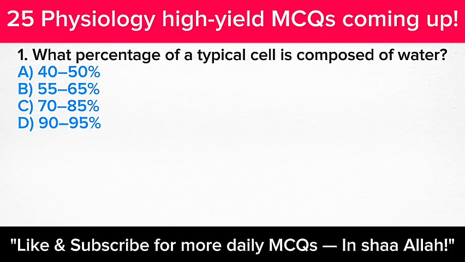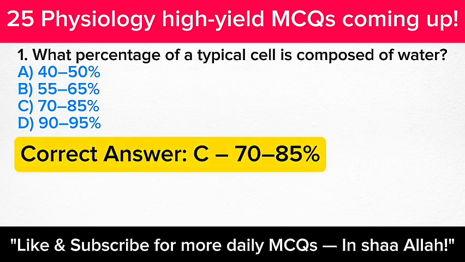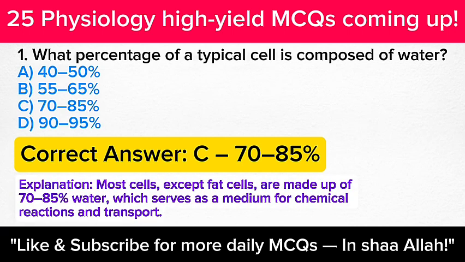1. What percentage of a typical cell is composed of water? A. 40 to 50%. B. 55 to 65%. C. 70 to 85%. D. 90 to 95%. Correct answer, C. 70 to 85%. Explanation. Most cells except fat cells are made up of 70 to 85% water, which serves as a medium for chemical reactions and transport.